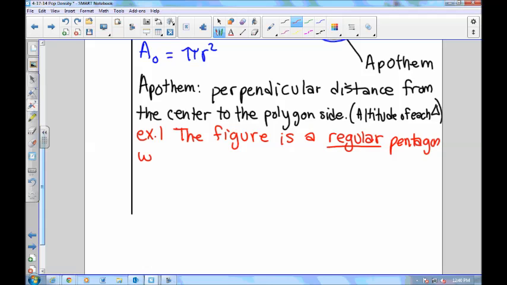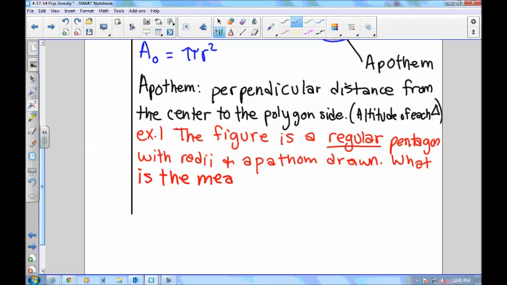Pentagon with radii and apothem drawn. What is the measure of each numbered angle? Did I? I did. What am I missing? Apothem.